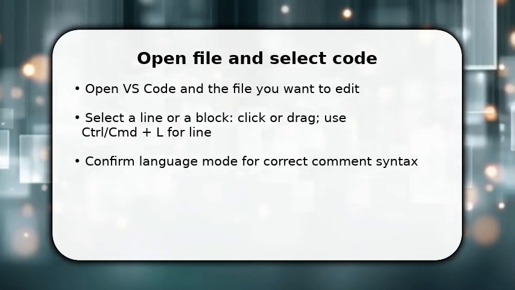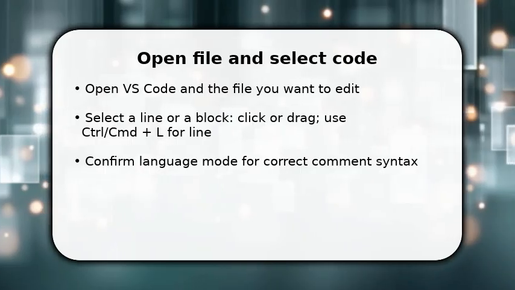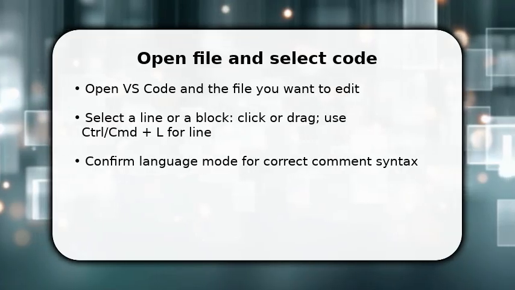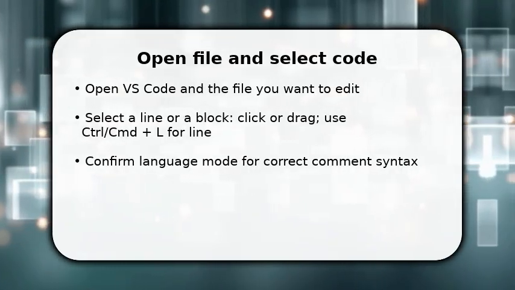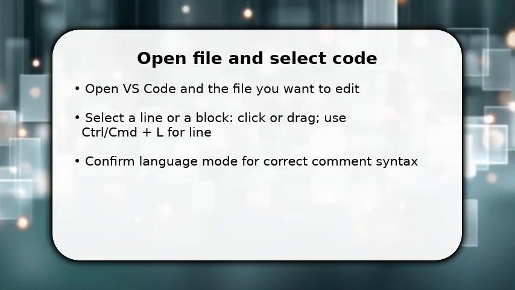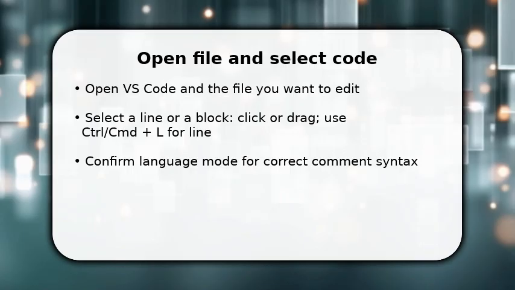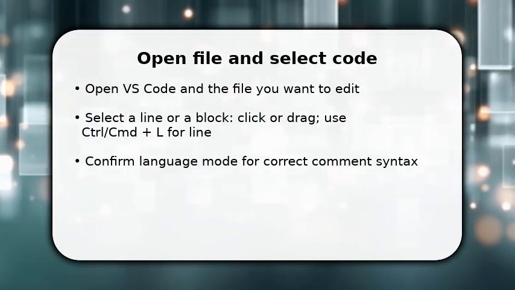You start by opening the file in Visual Studio Code and placing the cursor where you want comments. Once done, select a single line or drag to select a block of code. You can also use keyboard shortcuts to select a line quickly. Make sure the editor's language mode matches your file so comments use the right syntax.